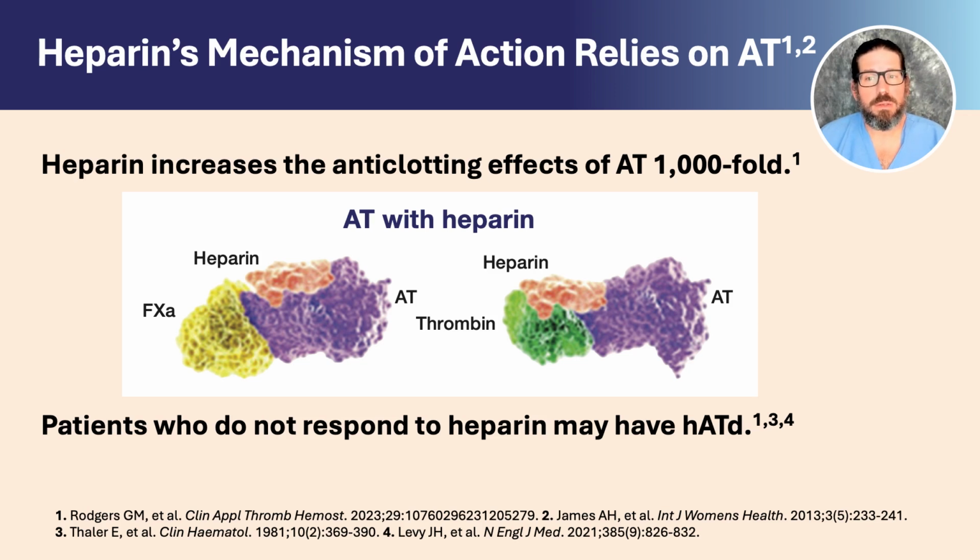Heparin's anticoagulant mechanism of action is entirely reliant on the presence of antithrombin. Therefore, in the absence or near absence of antithrombin, heparin is ineffective. Because hereditary antithrombin deficiency is often underdiagnosed and acquired antithrombin deficiency may only become apparent in high acuity situations, heparin resistance may be the first indicator of antithrombin deficiency.